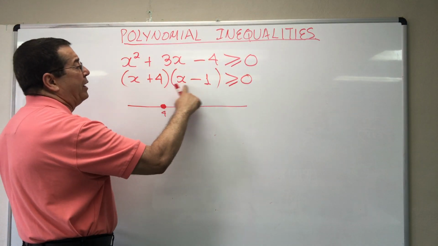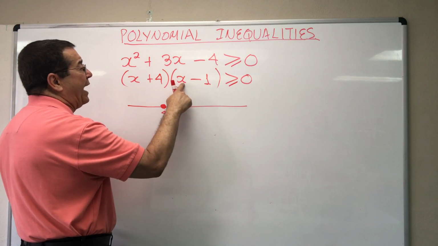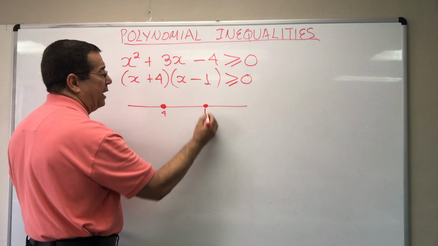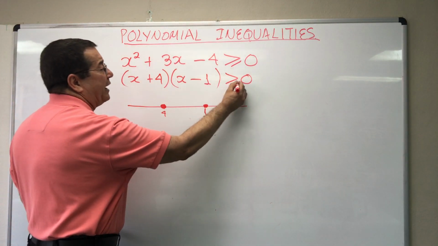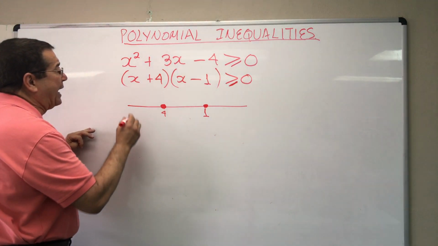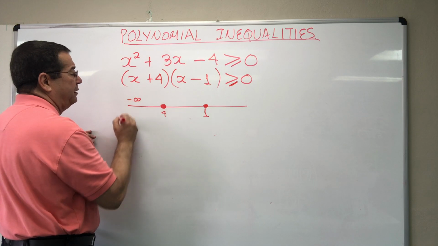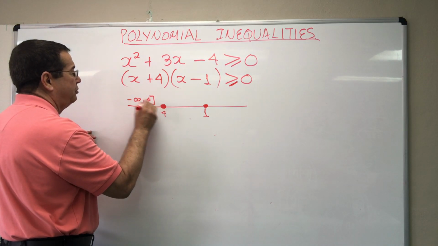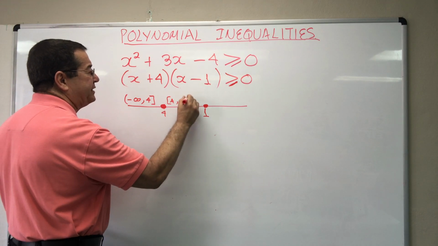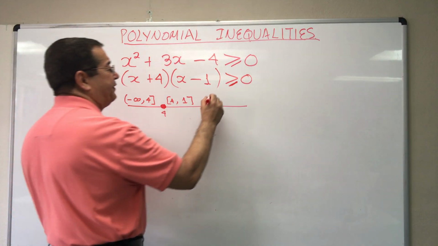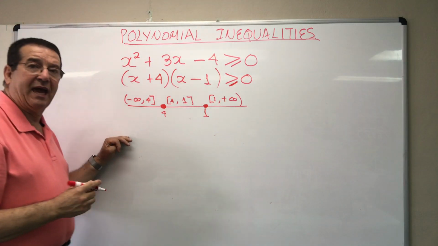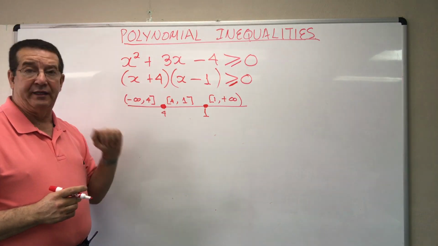At another point, this factor is 0 when x is 1, because 1 minus 1 is 0, so you write 1. You close it because you have the equal sign, greater than or equal to 0. Now I have negative infinity to negative 4 closed, negative 4 to 1, and 1 to positive infinity. These are the intervals I'm going to use to find the solution.